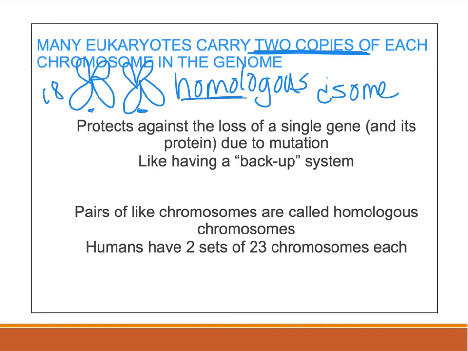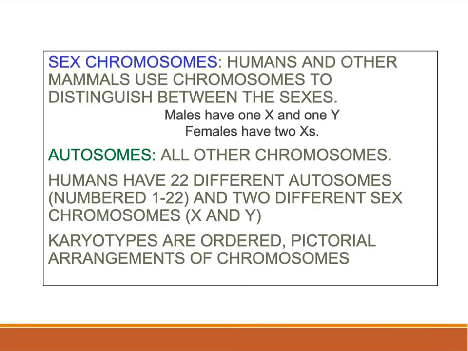Because remember, we're in the business of protecting DNA. So having two homologous chromosomes is like your backup system. If something happens to this guy, if this guy gets in a bar fight, don't worry about it because you've got your DNA preserved here. So like I said, these pairs are called homologous chromosomes. We have two sets of 23. So we have 46 chromosomes total in every single one of our body cells. That's crazy.